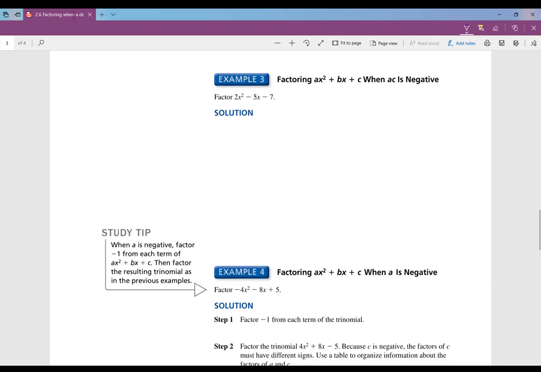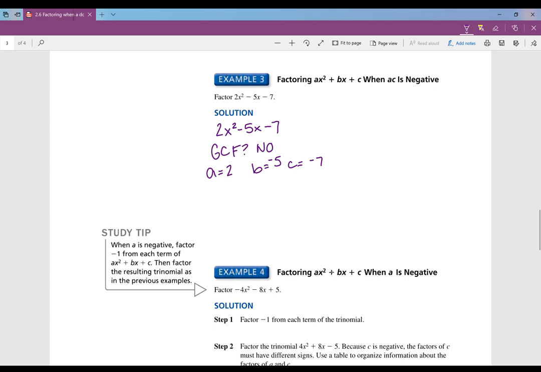Okay, so for example 3, we're going to factor 2x squared minus 5x minus 7. So when we are factoring, we need to check for our GCF. Do we have a GCF between 2, -5, and -7? No. So if we don't have a GCF, we're going to go straight to finding A, B, and C. Our A value is 2, B is -5, C is -7.